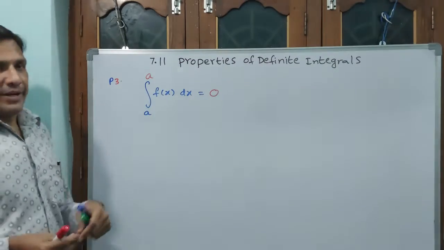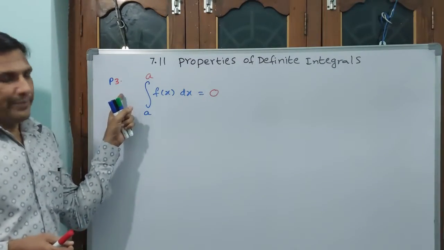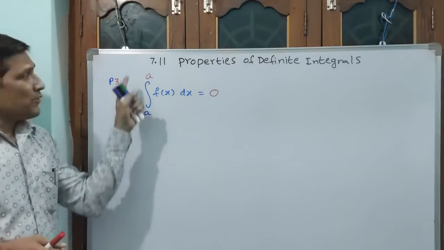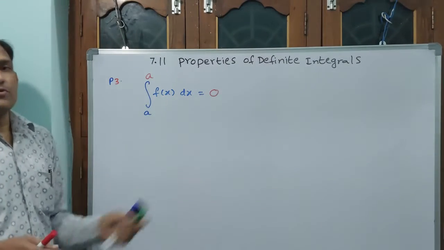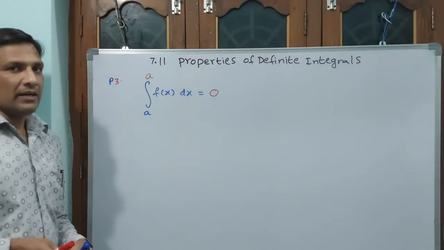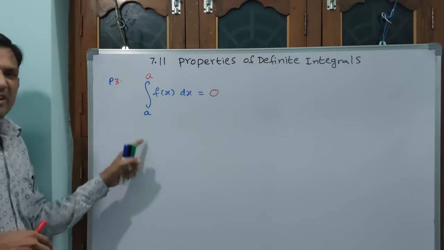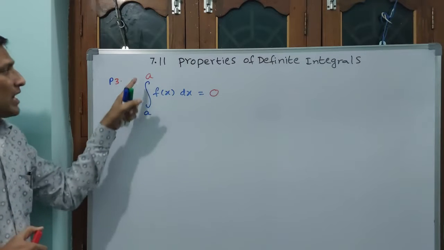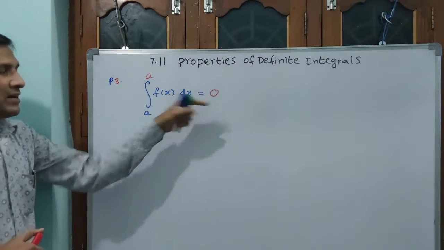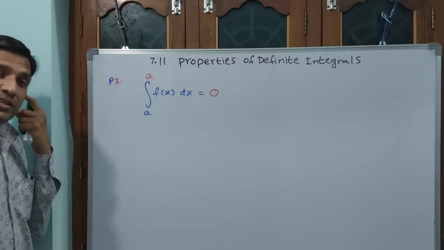See the third property. Property 3: integral from a to a of f of x dx is equal to 0. Observe carefully. All these properties depend on these limits. Here the lower limit is a, and the upper limit is also a. That is why the answer is 0. That means the result is 0.